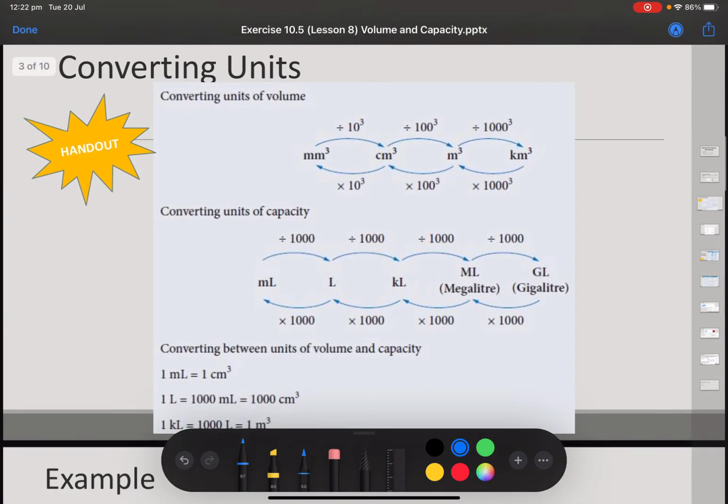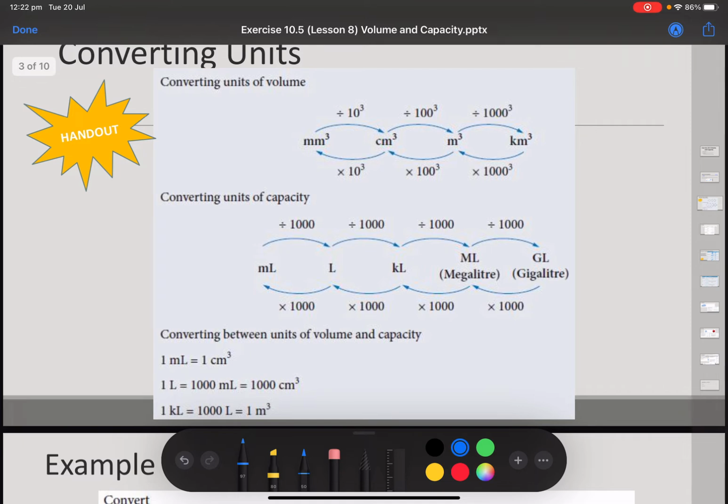In terms of converting units, the same way that we have converting perimeter and converting area, we also have converting volume units. Here, again, we just follow the arrows. Millimeters cubed to centimeters cubed, we divide by 10 to the power of 3, which is dividing by 10, divided by 10, divided by 10. Dividing by 100 cubed is dividing by 100 three times. Dividing by 1,000 cubed is dividing by 1,000 three times. You get the idea. And working the opposite way, of course, we go kilometers cubed to meters cubed to centimeters cubed to millimeters cubed.